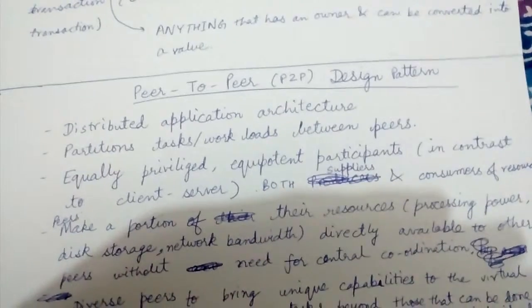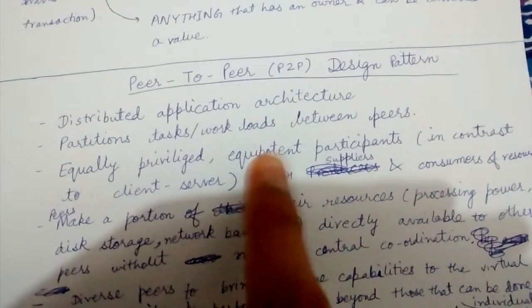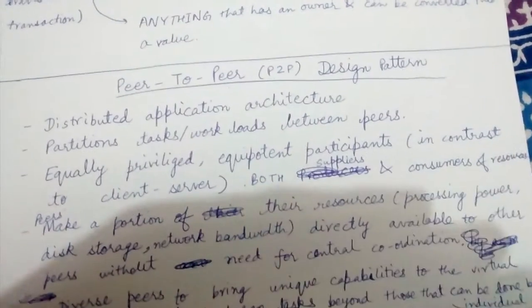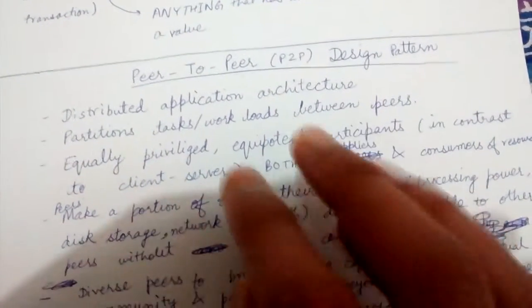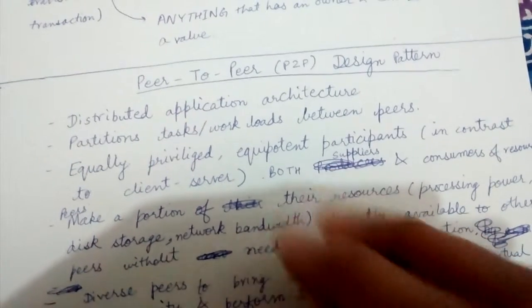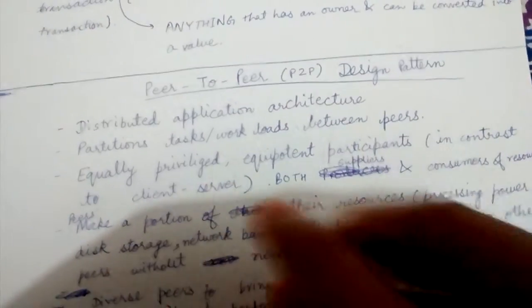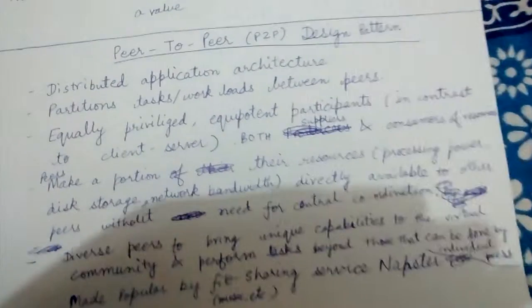Peers are equally privileged and equally potent, like each of them has equal capability in terms of computing, we can say, in contrast to client server. In the client server architecture, there is one server performing some computation, contacting the database and replying to various clients. So a single server is serving a lot of clients, but here it's not like that.